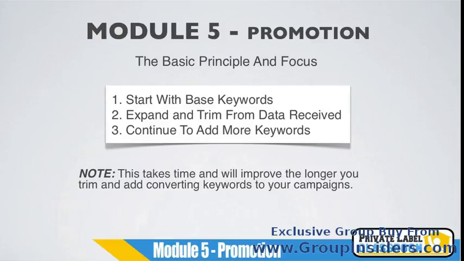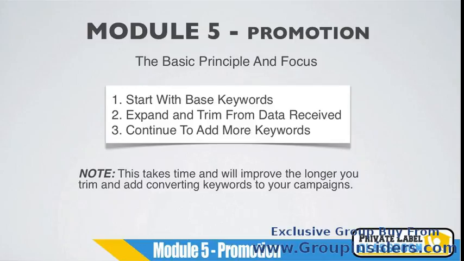So the best principle and focus right now that I want you to understand is this. 1, start with your base keywords, okay? That's the very first thing. You know your base keywords, that's what you're going to use to expand. Secondly, you're going to use them to expand and trim from the data that you received. And I'm going to show you how to set up these campaigns in the beginning here so we can start getting some data. Because really right now it's about getting the data and letting Amazon give us the data. So this way we can say, okay, cool, I didn't know that. Let me put that in and see where that leads me. And I'm going to show you how to drill down on this.